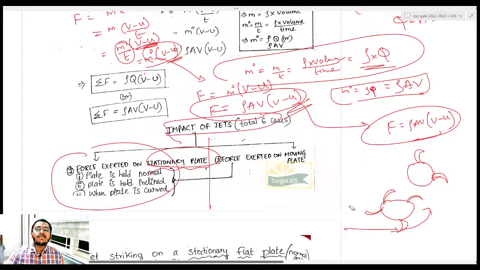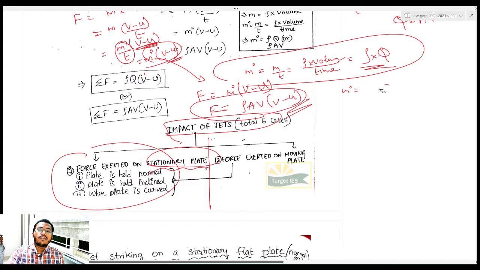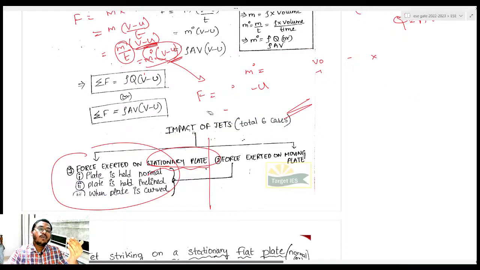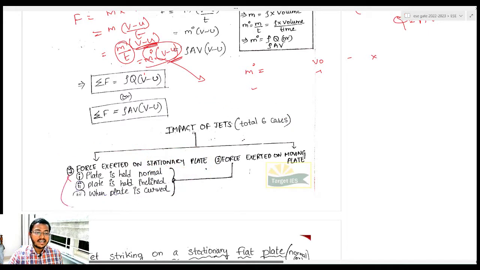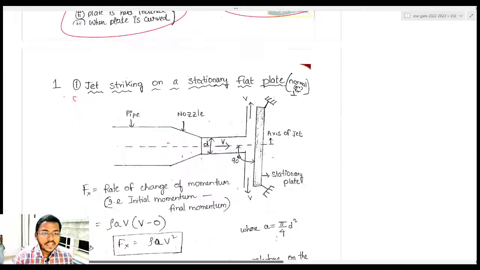If I teach you an advanced topic directly, can you understand? No, right? First you have to understand the basics and then you understand your advanced topics. So let us go like that. First let us see these three conditions and then we will see these three conditions which are actually important. Let us continue. So the first condition is a jet striking a stationary flat plate.